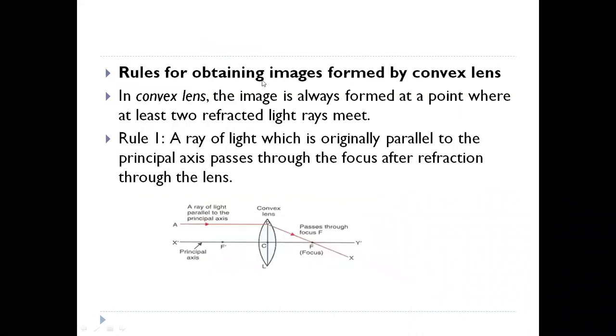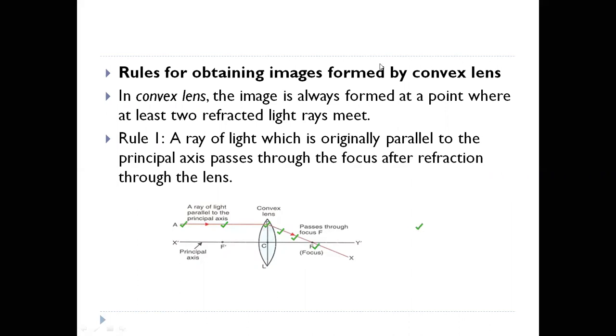Now, what are the rules for obtaining the image formed by the convex lens? Let's start with the convex lens and the image formation of the convex lens. The first rule is, a ray of light which is originally parallel to the principal axis, after refraction passes through F. So just check this line till it reaches the middle, and from the middle it refracts and passes through F. This is the first rule.